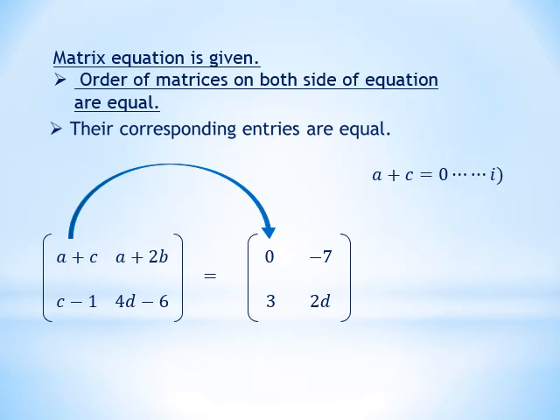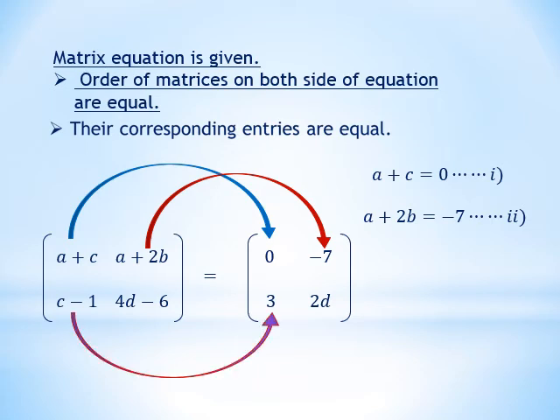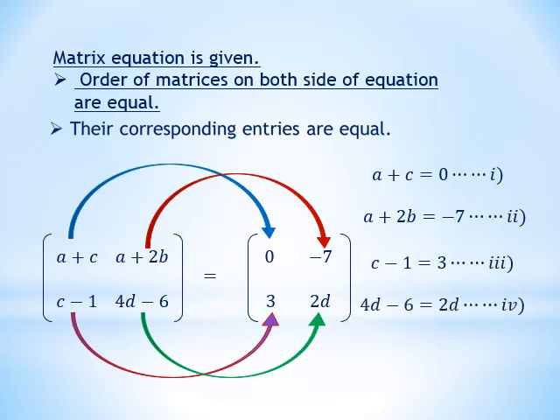And now we are going to solve the unknown values with the help of this second condition, corresponding entries. Next, A plus 2B is equal to negative 7. Definitely it is given and I write it in the second equation. Next, C minus 1 is equal to 3. Write it in equation number 3: C minus 1 is equal to 3. 4D minus 6 is equal to 2D. This is the fourth equation.